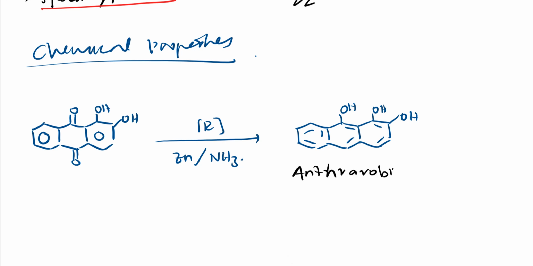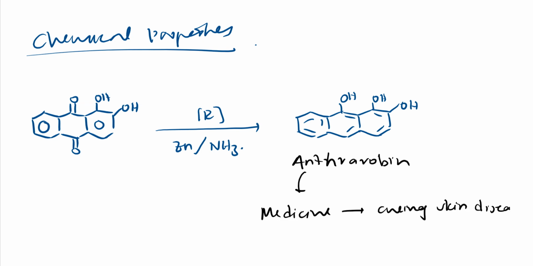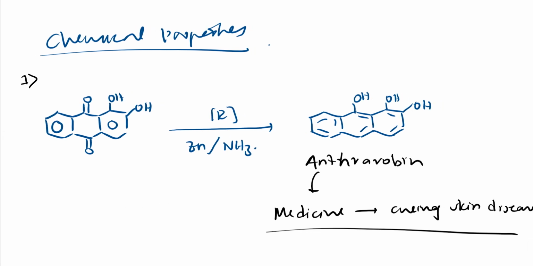So this anthrarobin has got medicinal properties, right? It is used as medicine for treatment of curing skin diseases, right? So this anthrarobin is used as medicine for curing skin diseases. So this is the first chemical property of alizarin, that is reduction. I hope it is clear for you, right?